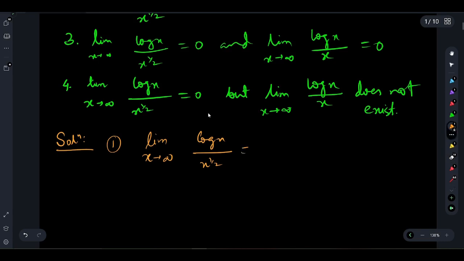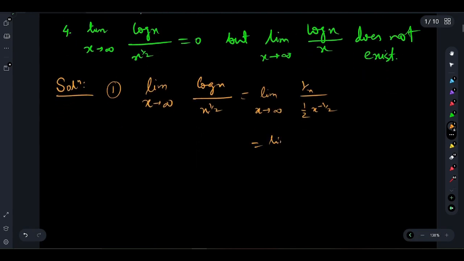So we can use L'Hopital rule here, and using L'Hopital rule we can write it as limit x tends to infinity. Derivative of log x is 1 by x, and derivative of x to the power 1 by 2 is half x to the power minus half, and this is actually equals to limit x tends to infinity. This is 2 x to the power 1 by 2 by x, and this is actually equals to limit x tends to infinity. We can take 2 outside of the limit, and so this can be written as 1 by x to the power 1 by 2.